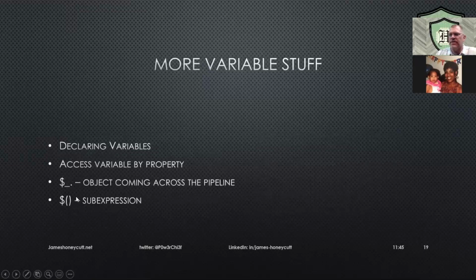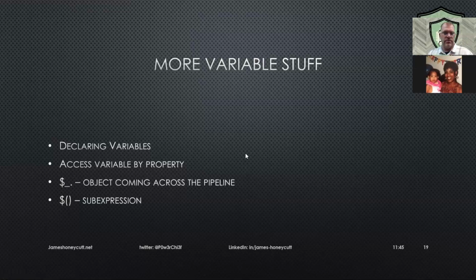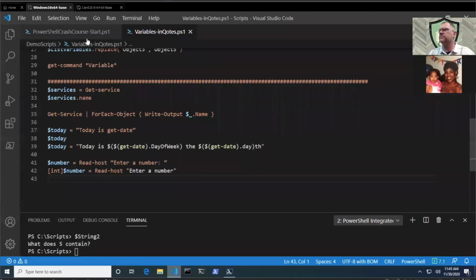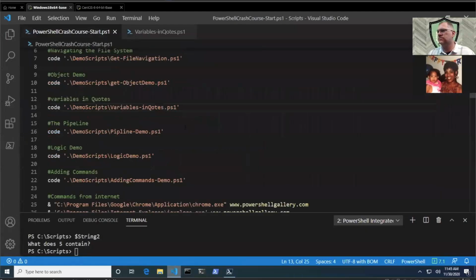And then we talked about the sub-expressions. That's where I was using Get-Date and Get-Day-Of-Month and things like that. I think I have an example of it as part of the pipeline demo. That's fine.